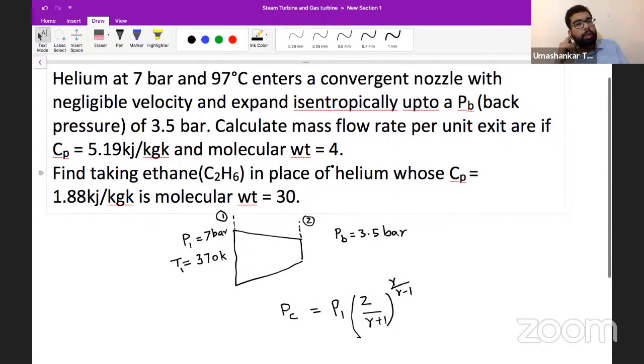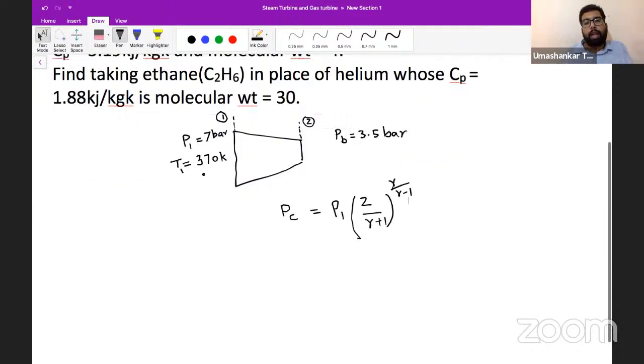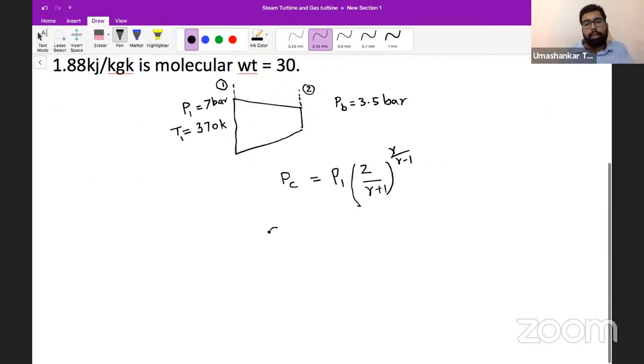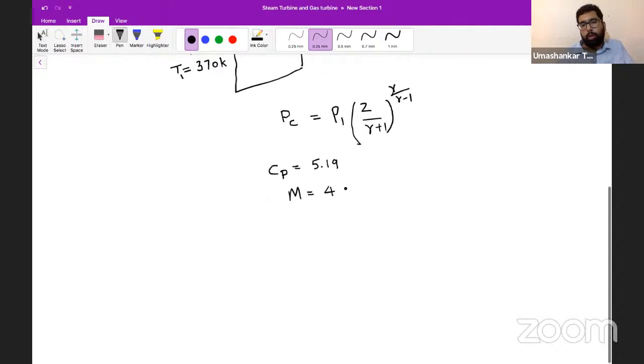In this question, the value of gamma is not given to you. So firstly, let us calculate the value of gamma for case 1. Cp is given to you as 5.19, and the molecular weight, this is not the Mach number, mind you, this is the molecular weight, is given to be 4.